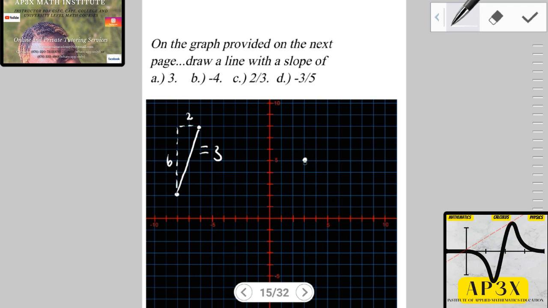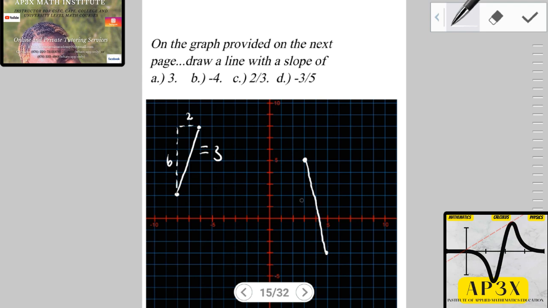So what I'm going to do is fall 8. I'm going to go 1, 2, 3, 4, 5, 6, 7, 8. Fall 8. And then because I fall 8, that's already negative, I need to run 2, because if I divide 8 by 2, I'm going to get 4. So I'm going to run 2 here. And that's my location here.